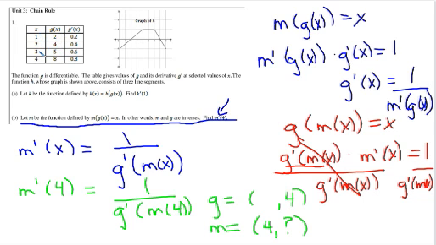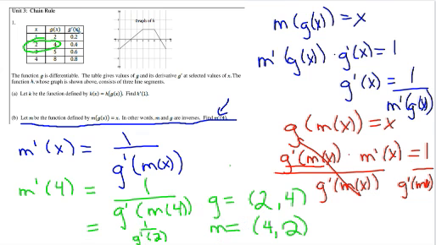And look at this information right here. When I put a 2 in, I get a 4. So guess what? In the function m, we are guaranteed to have the point 4, 2. All right? Because they are inverse functions of each other. And now I know what m of 4 is. M of 4 is 2. So I can put a 2 right here. So this is 1 over g prime of 2.